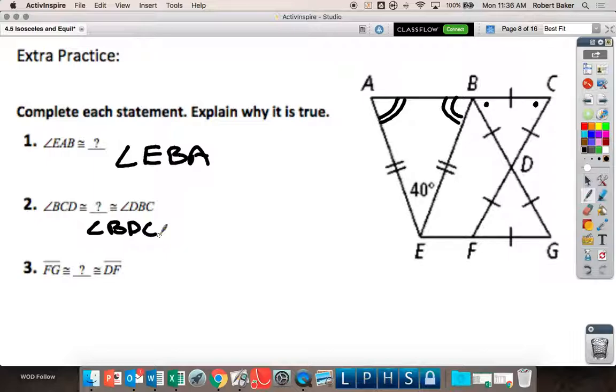So BBC. FG is congruent to what? Which is also congruent to DF. GD. It's a line segment. Would this be relevant? But BDC and then FDG, would that be congruent because of vertical angles?